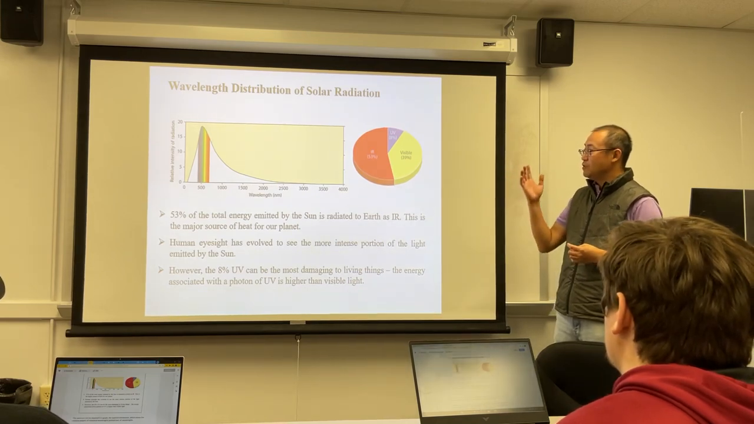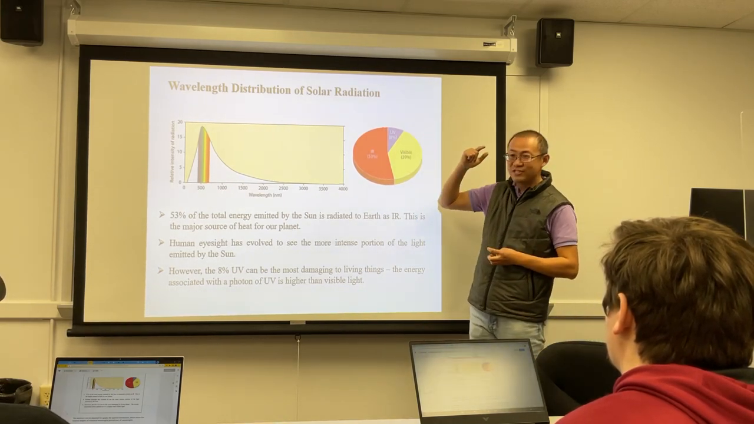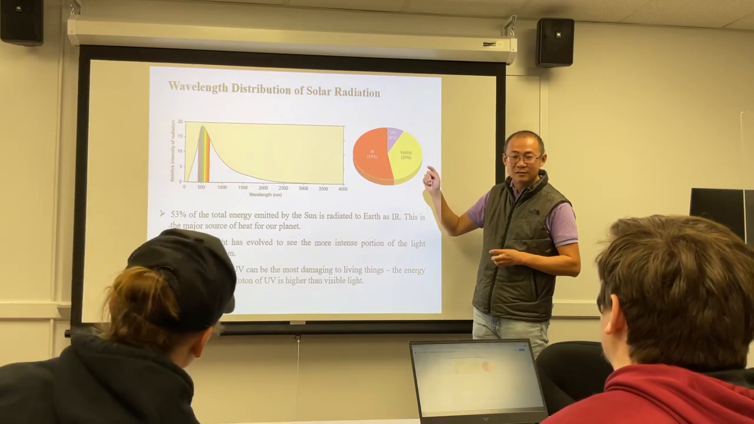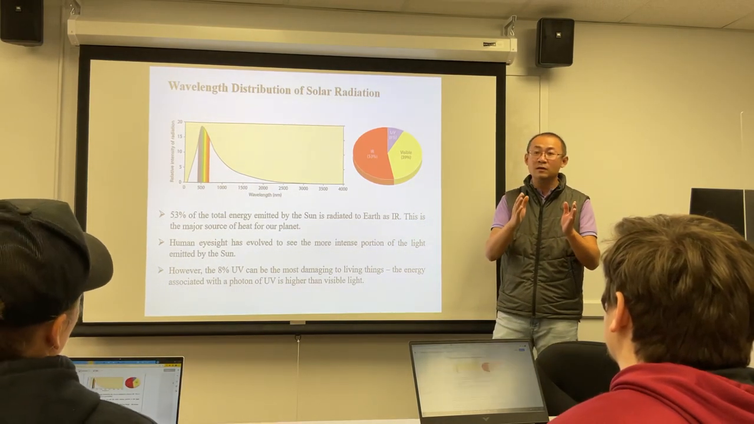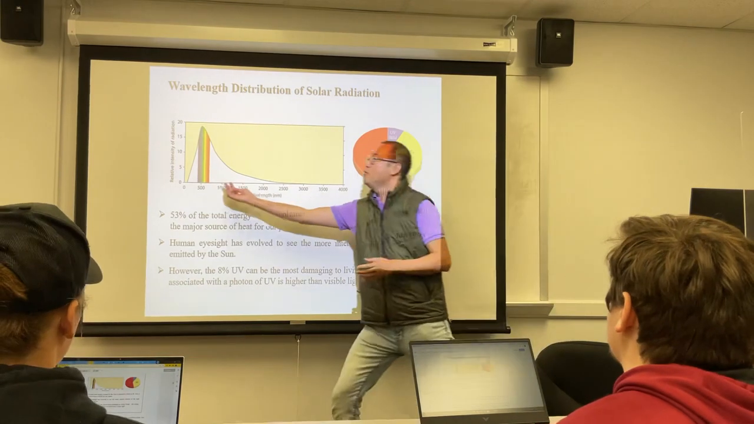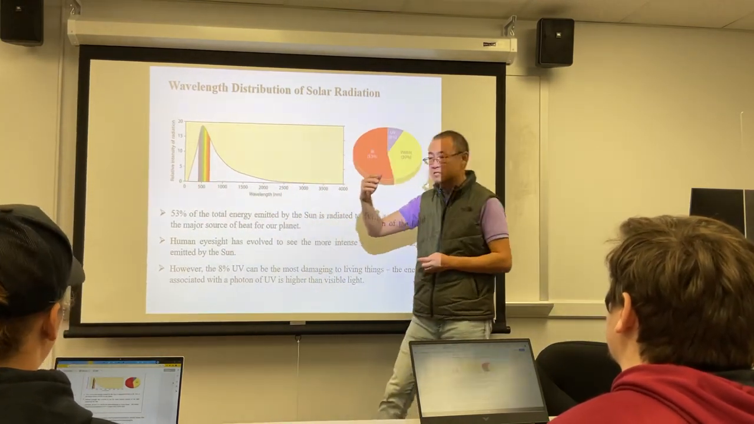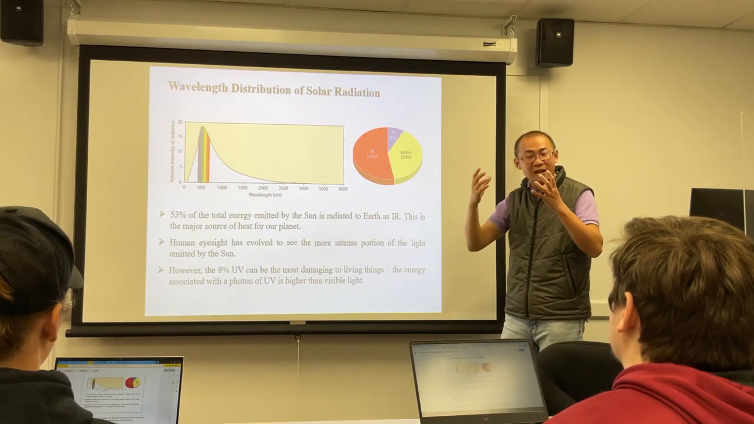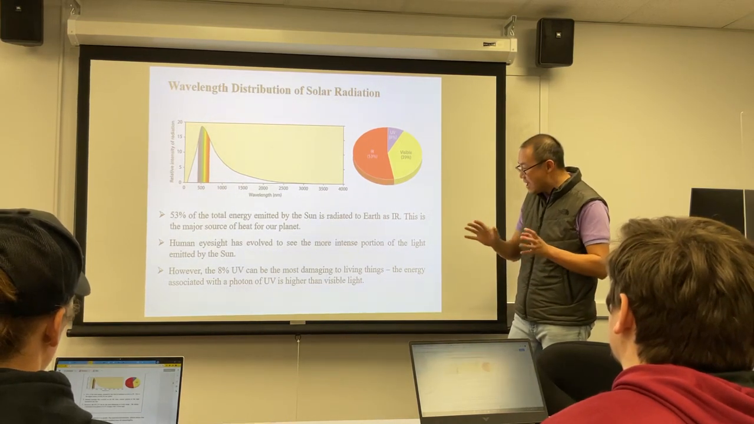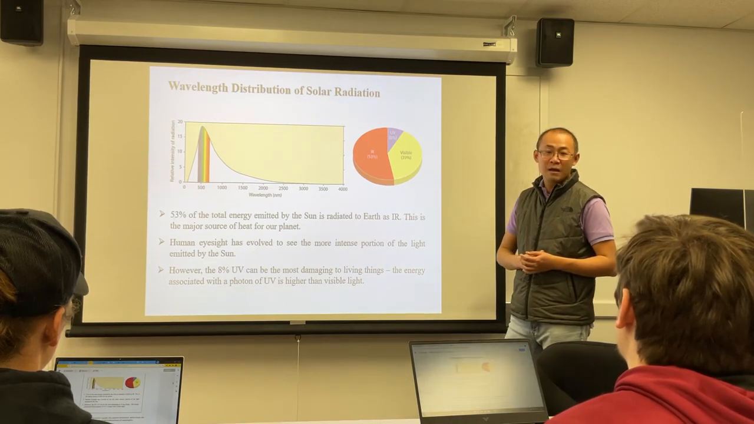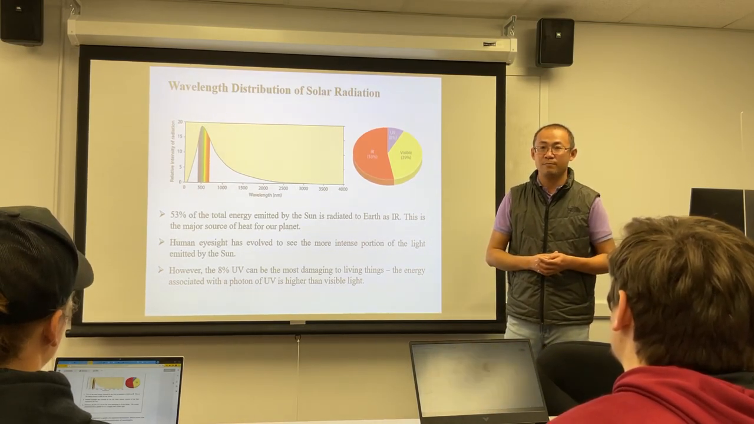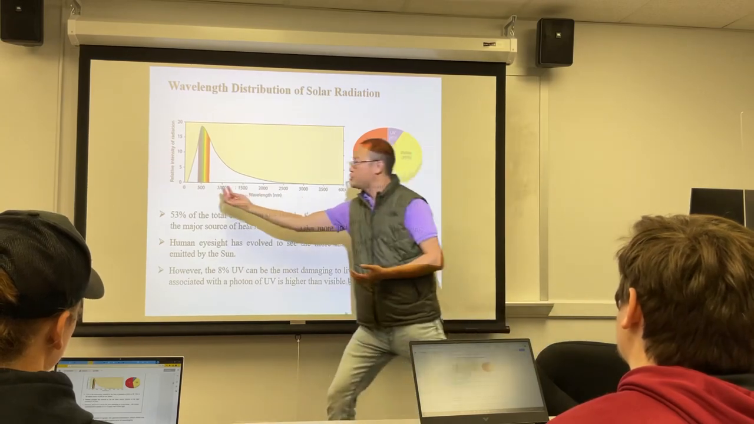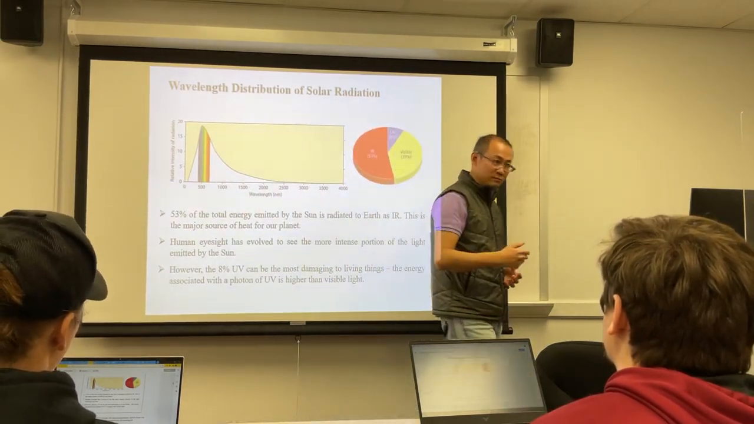Let me ask you, of all these three types, which one has higher energy than visible? Out of these two types, which one has higher energy? Ultraviolet, right? Because ultraviolet has higher frequency and shorter wavelengths. So these have higher energy than the visible light we're adapted to, and their energy may be a threat to us because of their shorter wavelengths and higher energy.